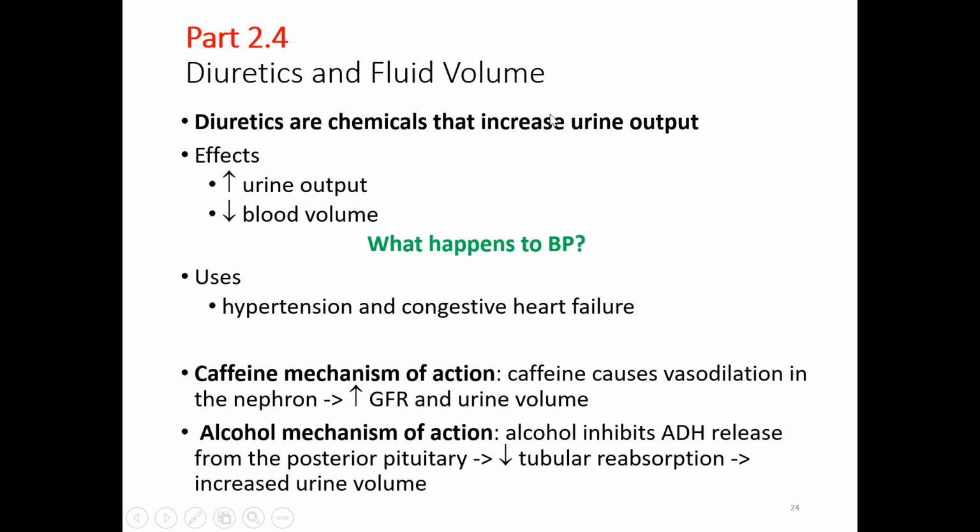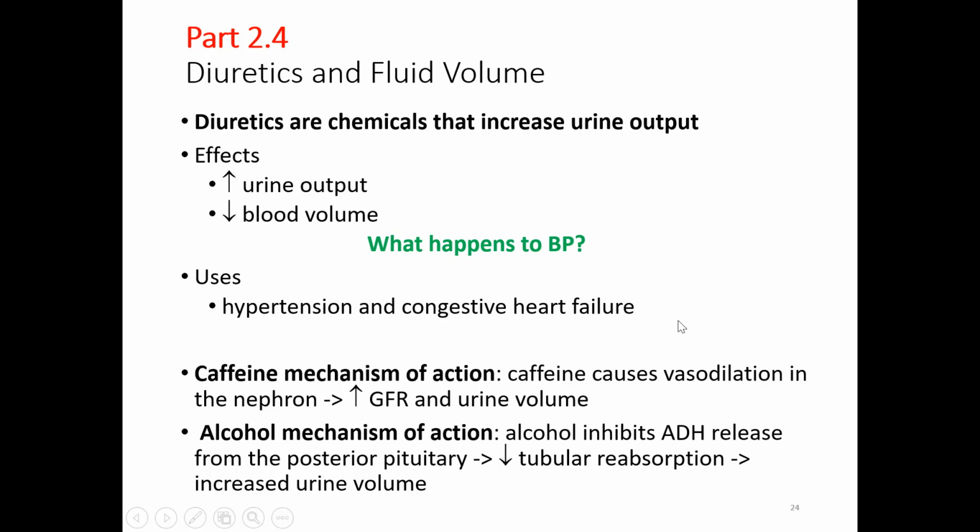Diuretics are chemicals that increase urine output. So when we produce more urine, blood volume decreases. What happens with blood pressure? Right, blood pressure decreases too. That's why diuretics are used in the treatment of hypertension and also some heart problems, for example, congestive heart failure.